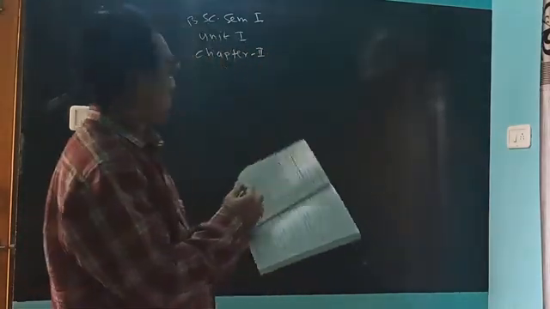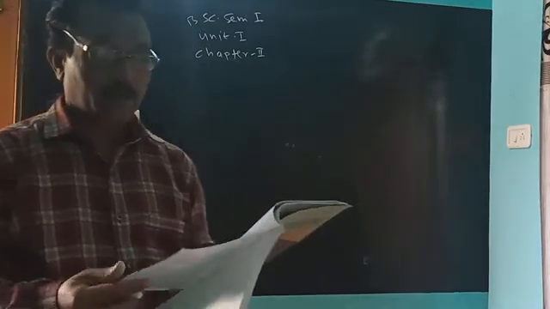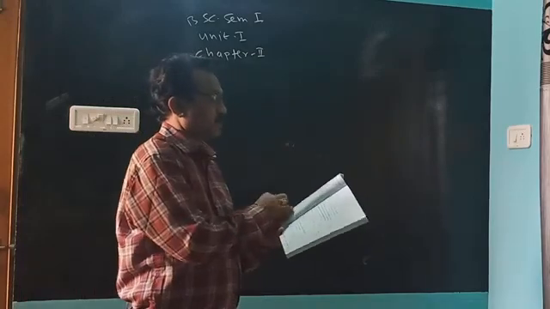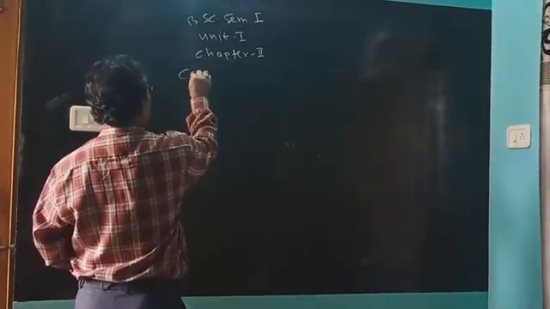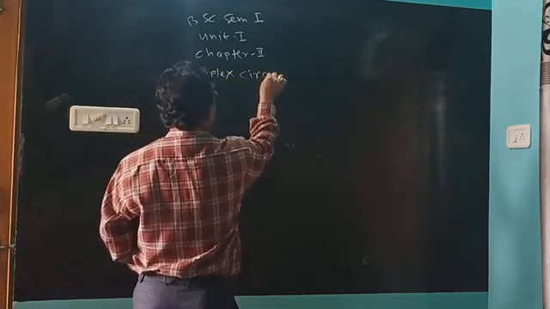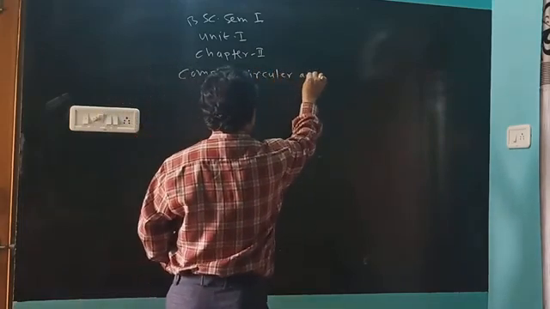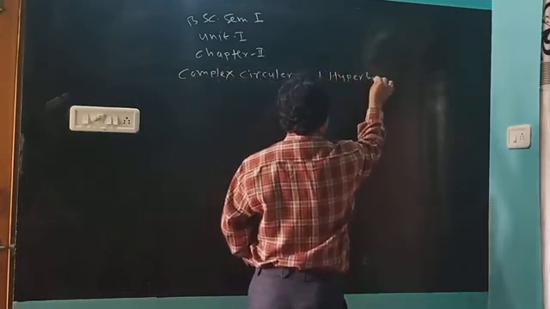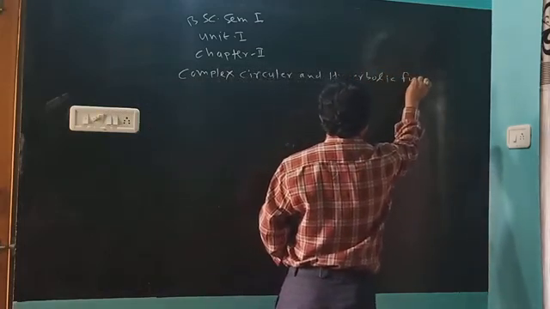So BSc first year, same one. Continue. Unit 1, second chapter now. Complex circular and hyperbolic function.